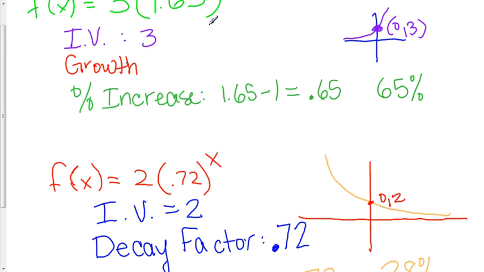Now, the larger the growth factor is, the steeper this curve becomes. The closer it gets to 1, the more flat it gets. If it were exactly 1, it would be a perfectly horizontal line. Same with this. The closer it gets to 1, the more curved it's going to be. The closer it gets to 0, the more it's going to be flattened out.